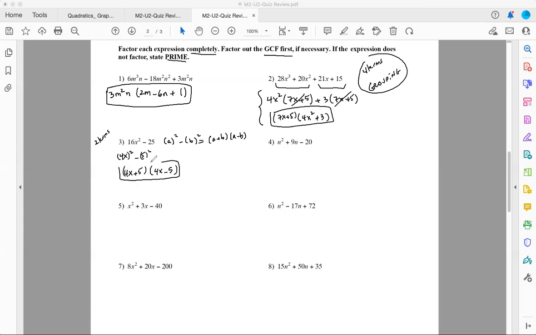And this is a special type of factoring. It's called the difference of squares. The difference means a minus, and two squares, the numbers that are being squared here.